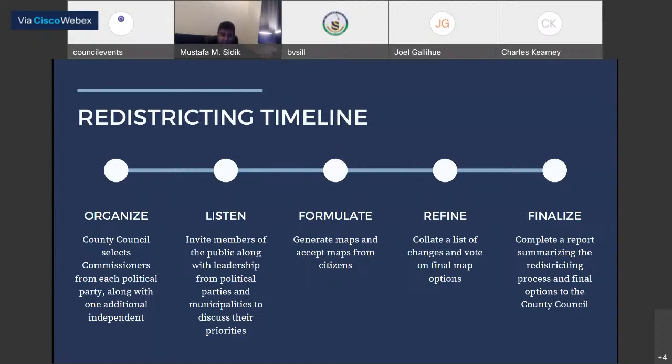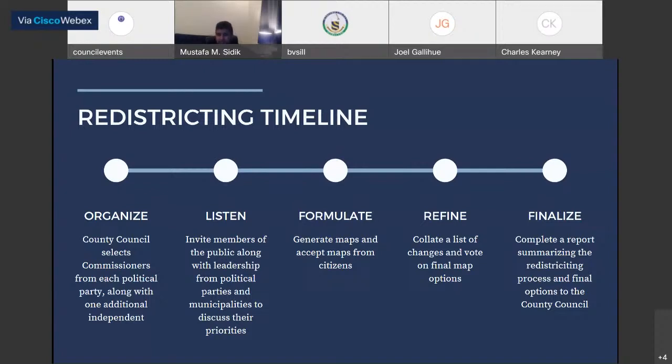The county council selected commissioners, so 2 commissioners from each of the major parties in the county, and then 1 independent. So I'm the independent. Once we met, since we didn't have the data because of the delay, we invited members of the public, which included leadership from political parties and the municipalities, to discuss their priorities and more so give us an education and an understanding of the specific interests of communities that we may not be aware of. Once we were given the data, we were able to generate various maps and also accept maps from the citizens of Harford County that submitted them.